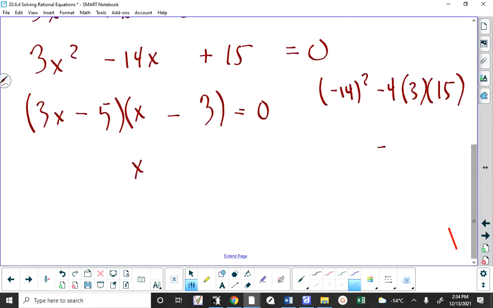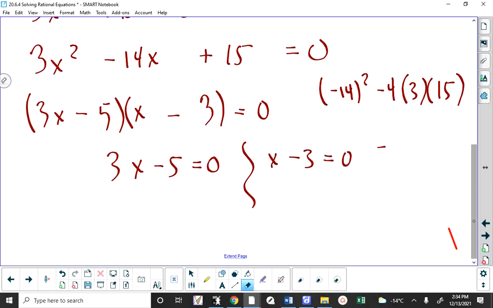All right, so that means 3x minus 5 equals 0, or x minus 3 equals 0. Solve this little linear equation and you get 5/3. Solve this and you get 3. So those are our answers. X equals 5/3 and x equals 3. Any questions?